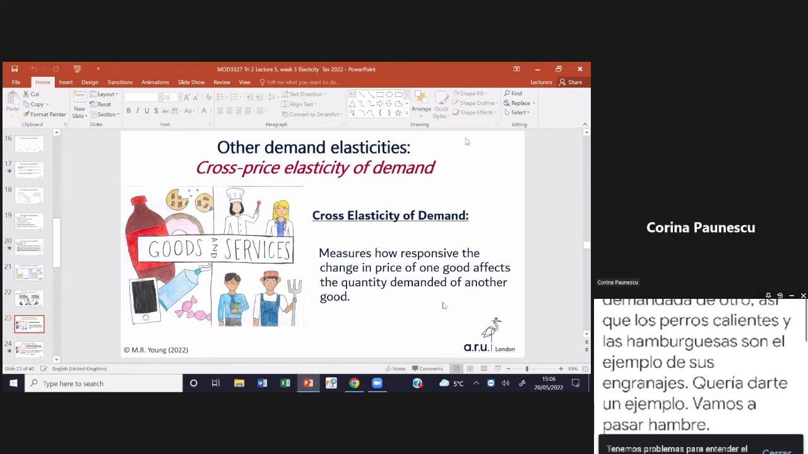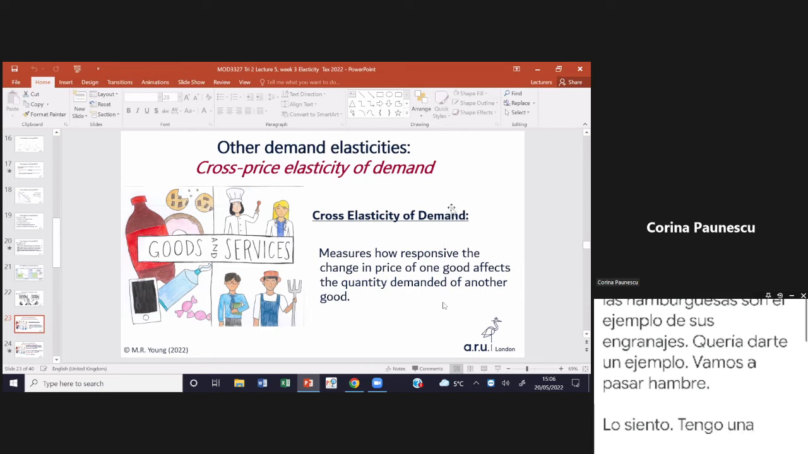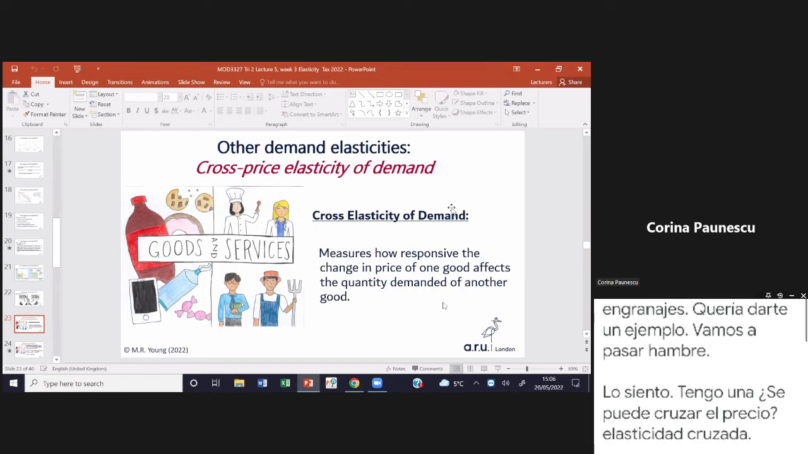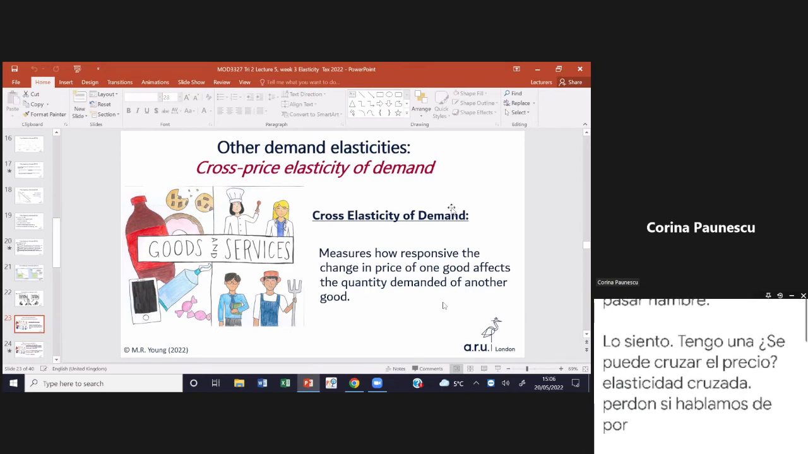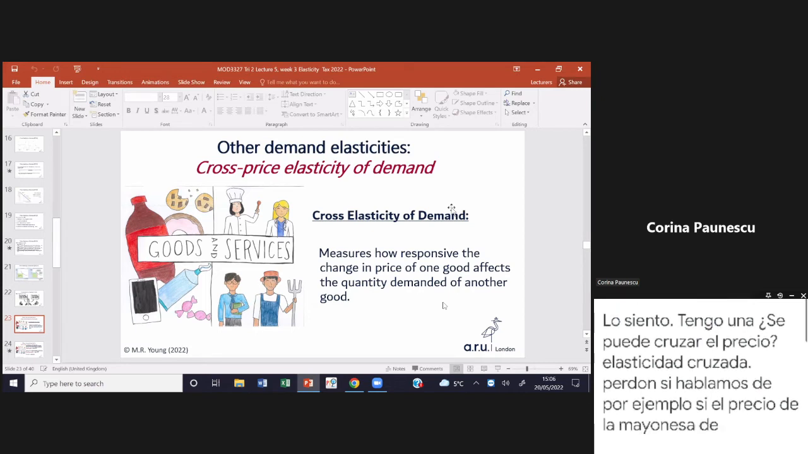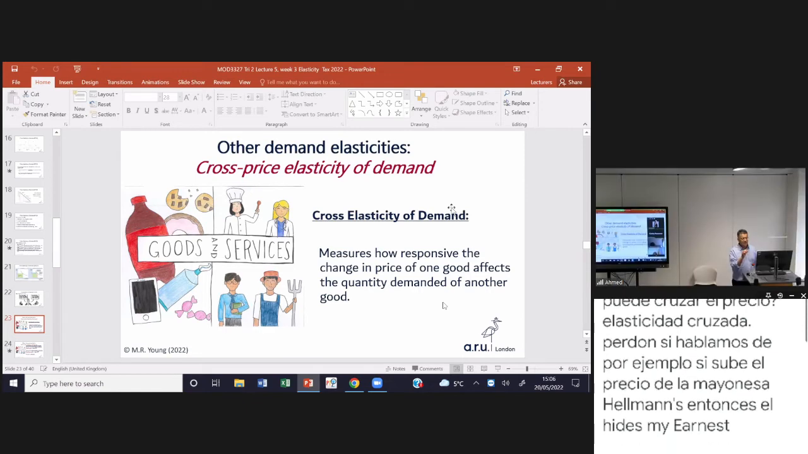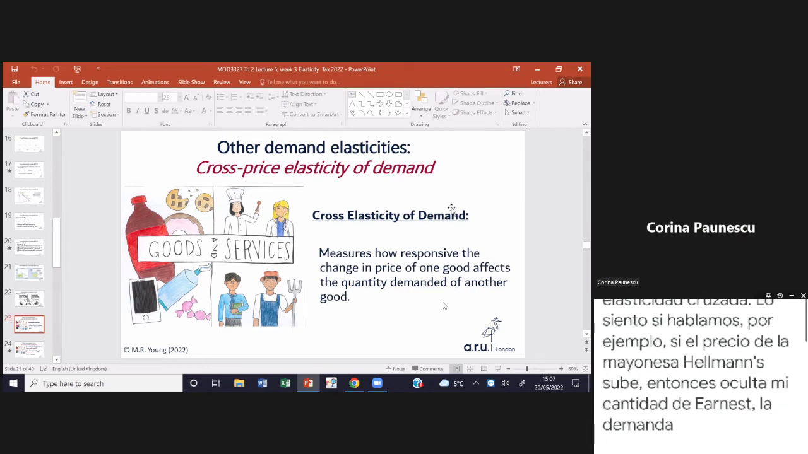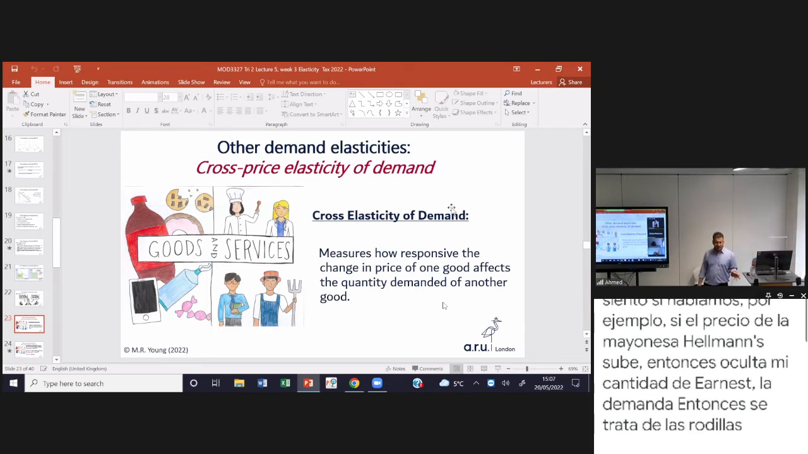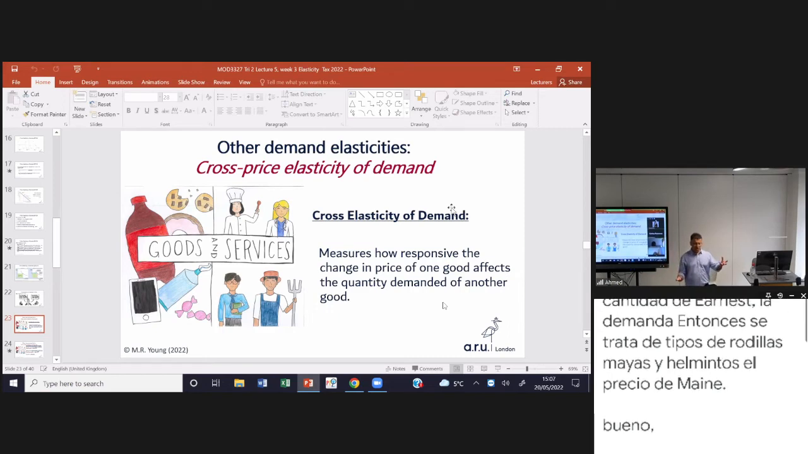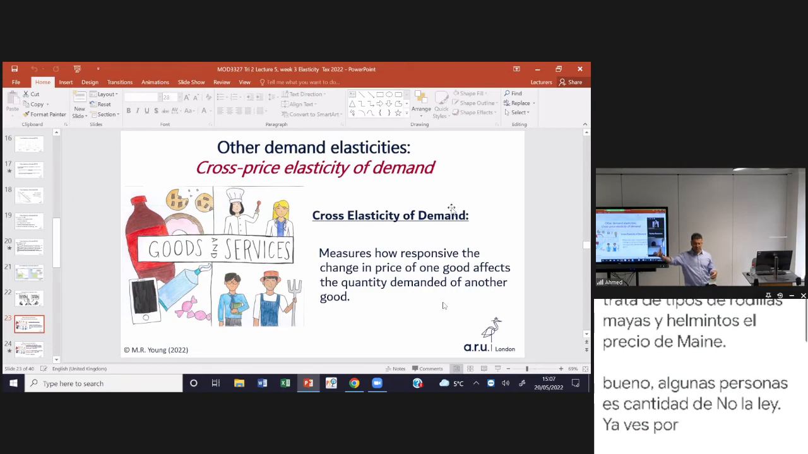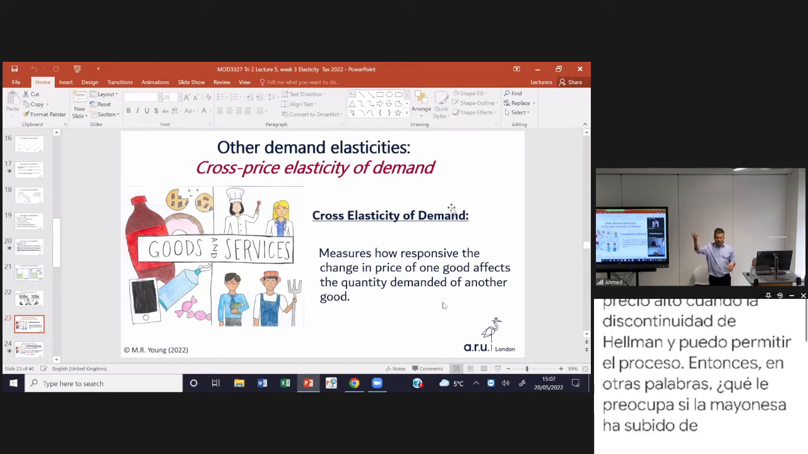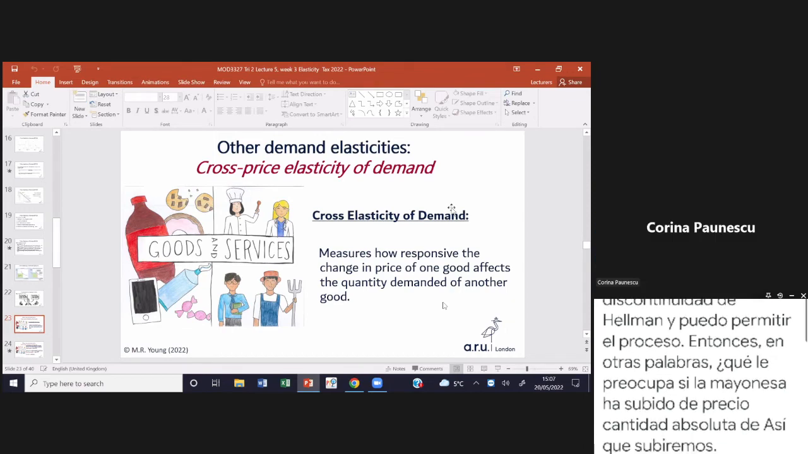Sorry, I have one question. Could it be cross elasticity if, for example, the price of Hellmann's mayonnaise goes up, then the demand for Heinz mayonnaise will go up? Okay, can you give the example again? So it's about mayonnaise, Heinz and Hellmann's. Okay, yeah. So if the price of one mayonnaise goes up, then the quantity of the other might go up. Why should I buy mayonnaise at a high price when there is an alternative I can buy for a lower price? So in other words, if one mayonnaise has gone up in price, perhaps the quantity of the other sold will go up. You get that idea? Yeah, thank you. Okay.